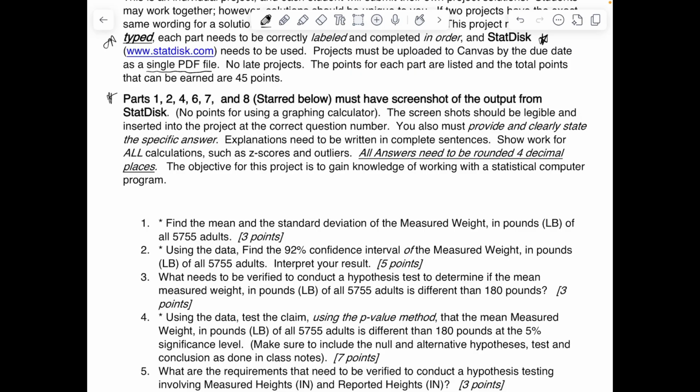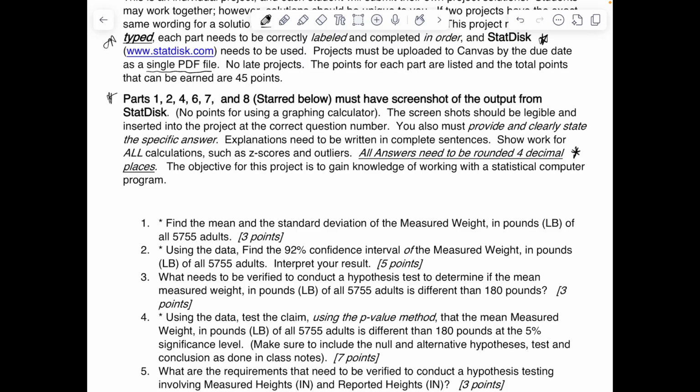So screenshots should be legible and inserted into the project in the correct question number. You also must provide and clearly state the specific answer. So don't just put the screenshot, make sure you put down the answer also. Explanations need to be written in complete sentences. Show work for all calculations such as z-scores and outliers. All answers need to be rounded to 4 decimal places. So make sure you round everything to 4 decimal places.